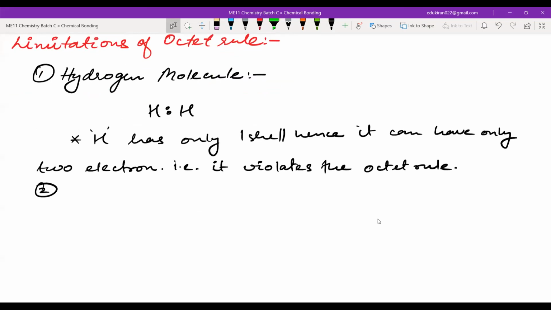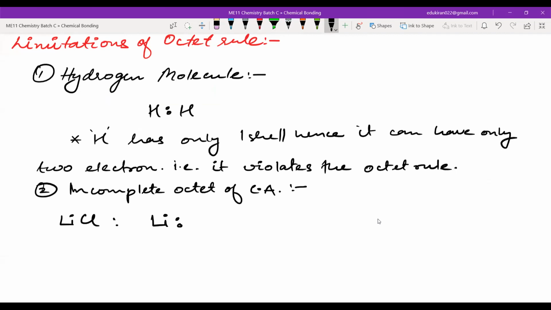Second, incomplete octet of central atom. There are some elements with incomplete octet. For example, the first example is LiCl. If I see the LiCl structure, it is Li with 2 electrons like this with Cl. Lithium has only 2 electrons. What is the exception here? 2 electrons around lithium.